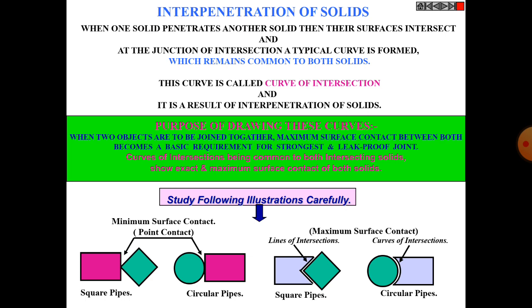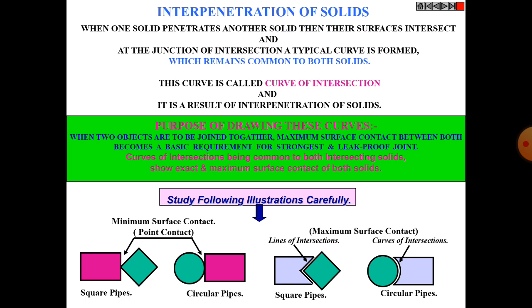Similarly, the second figure shows how the maximum contact between both solids becomes the strongest and leak proof joint in square pipes and also circular pipes. So any query in this?